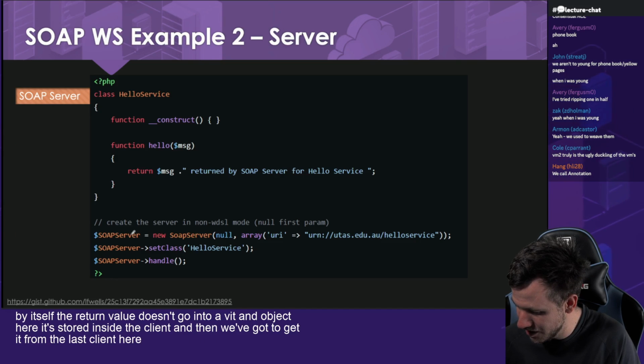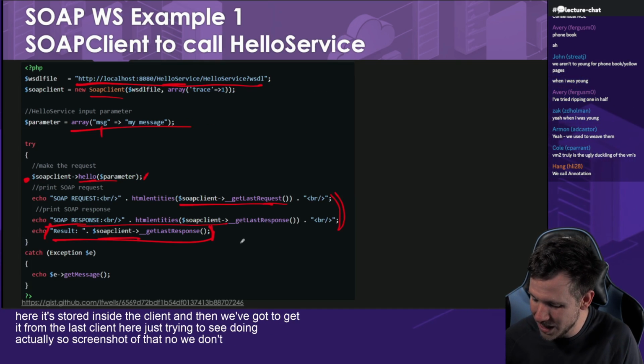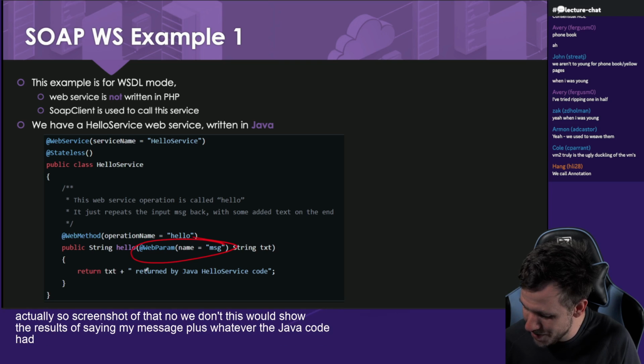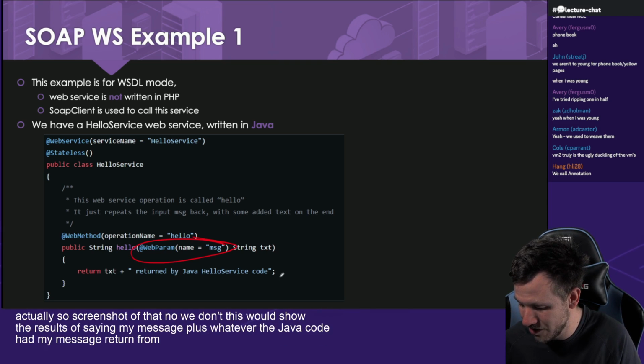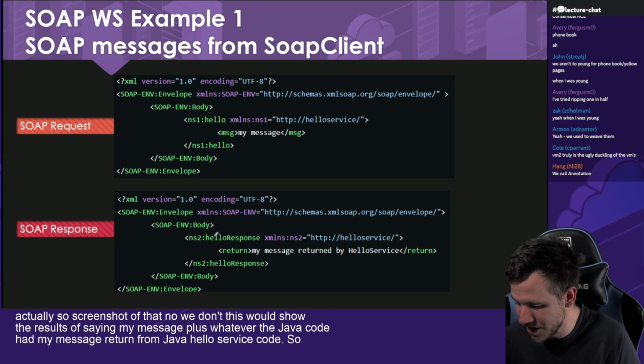Just trying to see, do we actually show a screenshot of that? No, we don't. This would show the result of saying my message plus whatever the Java code had. My message returned from Java hello service code. So that's what it would print out.